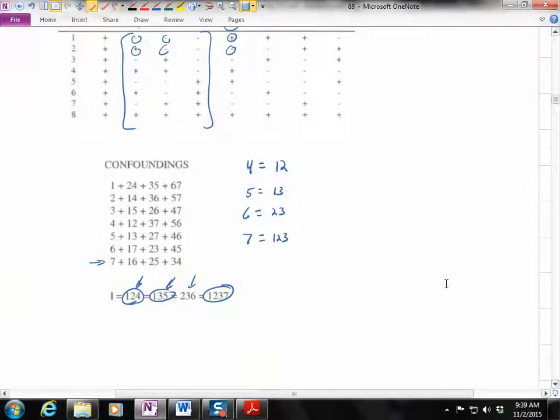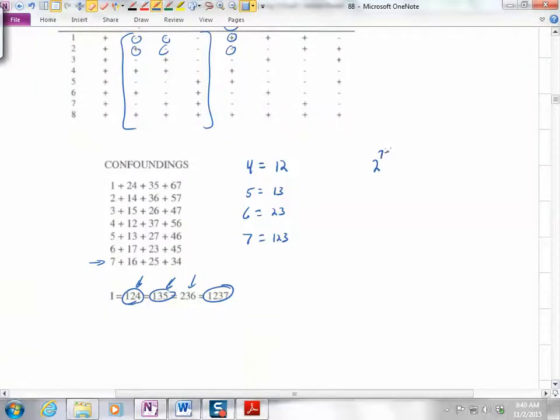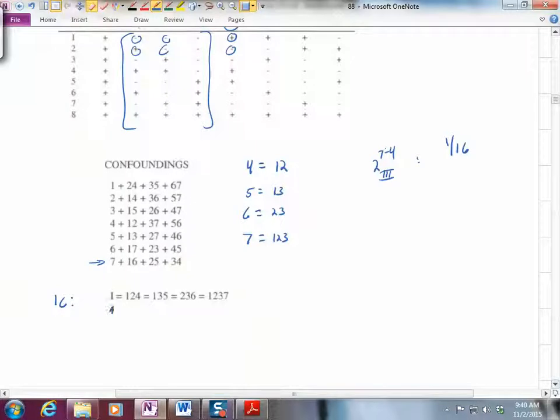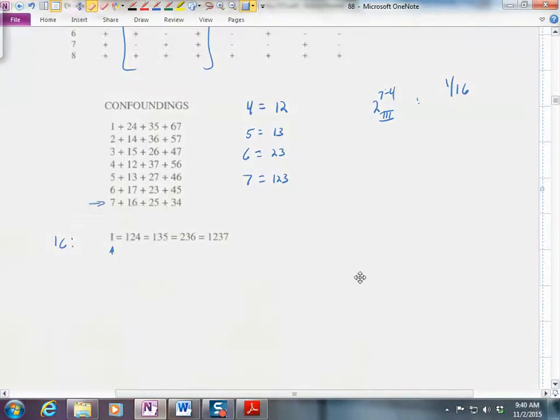All right. So those are the defining relations. And this is a 2 to the 7 minus 4. It's a resolution 3 design. And what fraction? We just said before it was 1/16, right? So how many terms should be in this defining relation? We should have 16 of them. We have, and remember we count this one as a term, 5. So that's what you're after now, to try to get the rest of the confounding pattern.